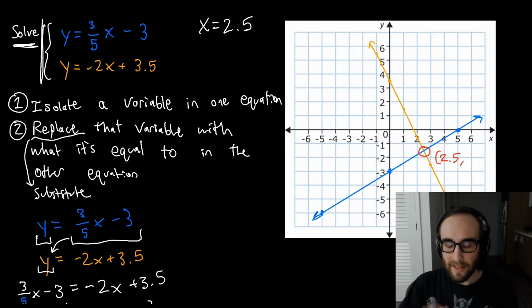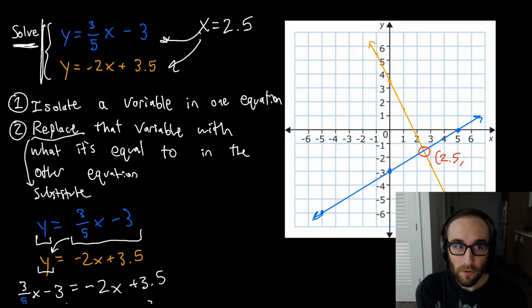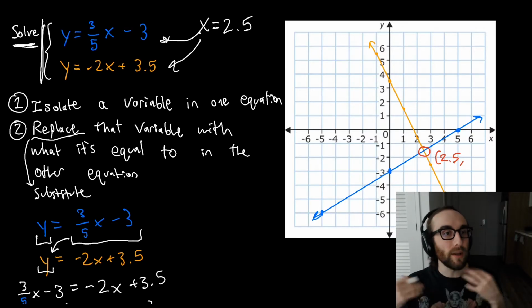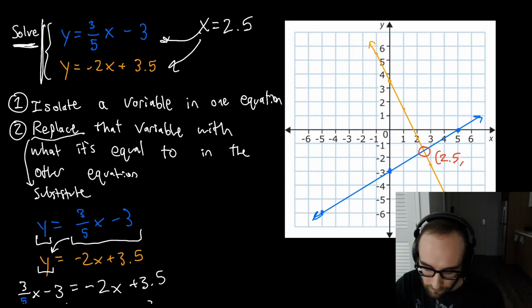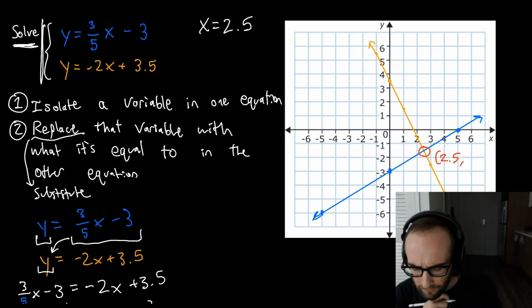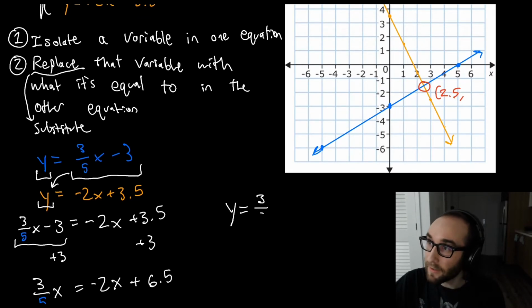We can do that by taking our x value and then plugging it in to either equation. It's up to you which one you want to use. Either equation will end up with the same y value because it's the same point. In other words, it's a point that lies on both lines. So let's take our x value, 2.5. Let's plug it in to our first equation. y equals 3/5 x. Instead of x, we're putting in 2.5.